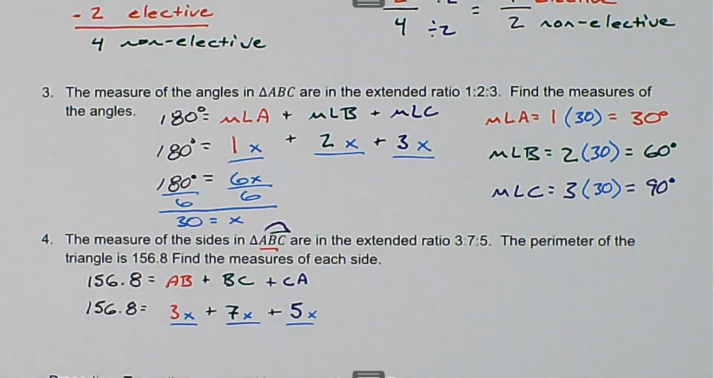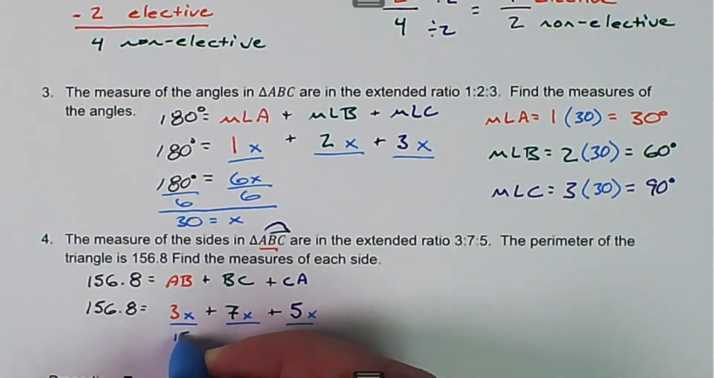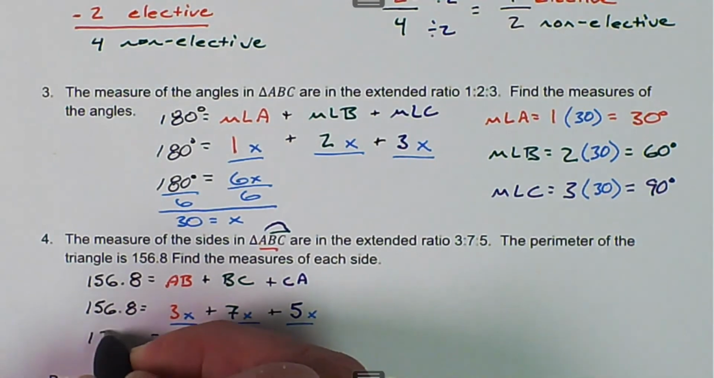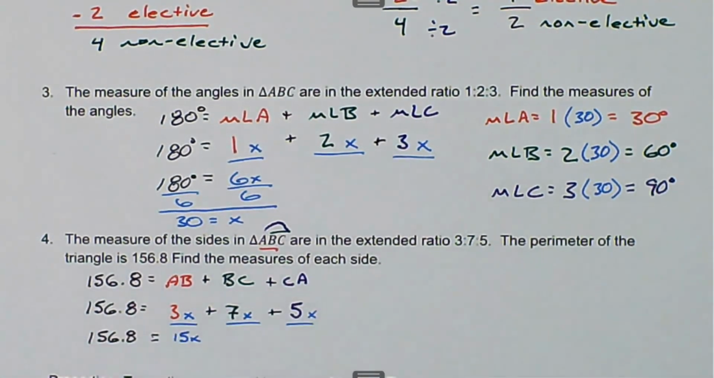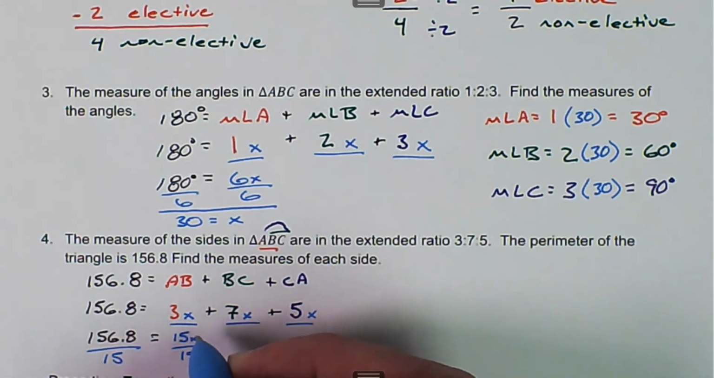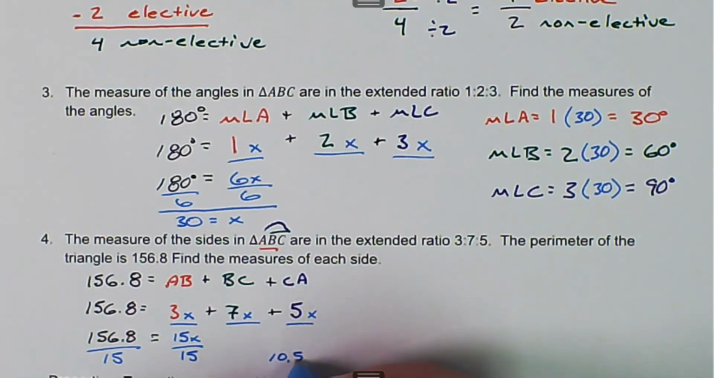So that's going to be 15x. And that's equal to 156.8. And we can divide both sides by 15. And our 15s cancel. And 156.8 divided by 15 is 10.5. So then we can use that value and substitute it back in, and we can calculate what our other values are going to be.